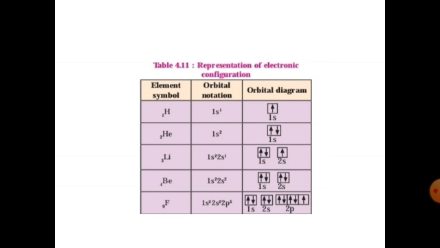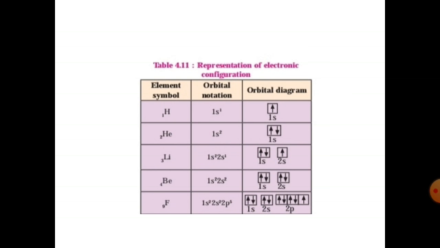Then beryllium 1s2 2s2, both should get paired. Then fluorine, atomic number 9, 1s2 2s2 2p5. See, 1s2 2s2 2p5, you have to draw the 3 blocks. First is px, second is py and pz.